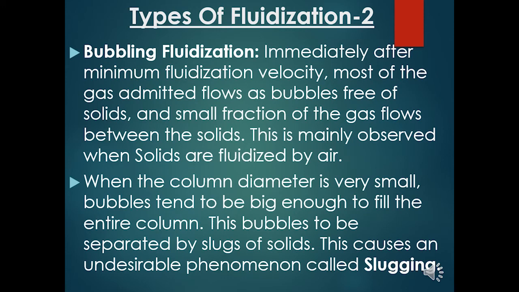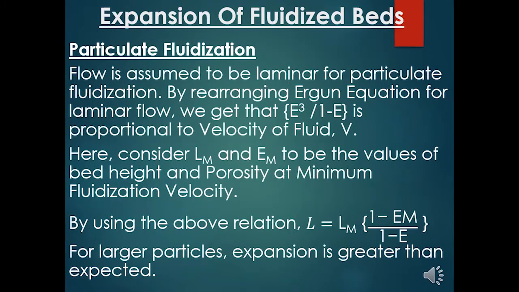The problems caused by slugging are fluctuations in pressure drop, increased entrainment, and difficulties in scaling up to larger units. So it is difficult to make large fluidized beds when slugging occurs. This slide gives you a simple relation between the properties at the minimum fluidization velocity and at any other velocity, which can be extensively used in numerical questions.